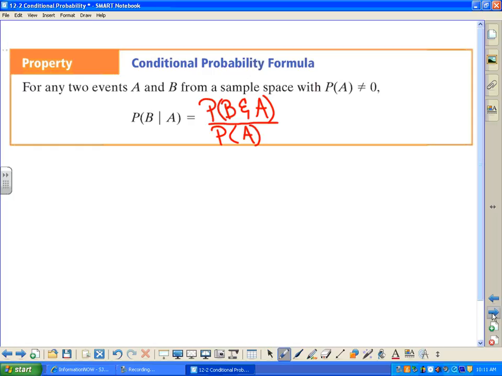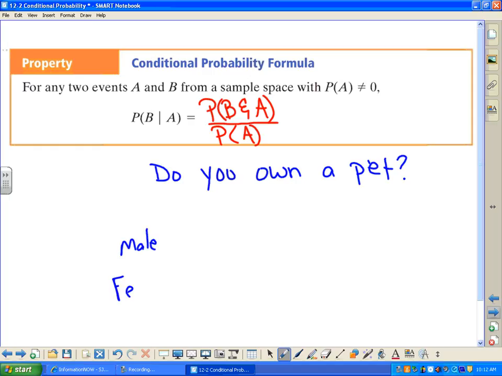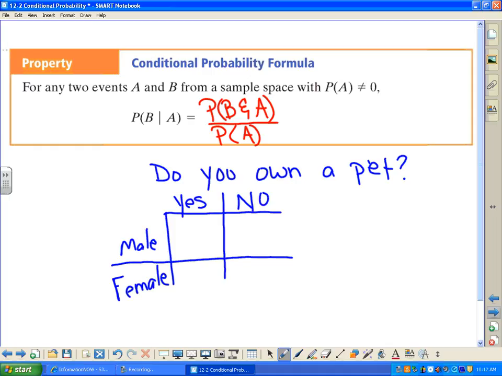So I have an example that I'm going to put up here. So here was the question. The question that was asked was, do you own a pet? And here were the results. It was broken down into males and females. And then they could either answer yes, or they could answer no.